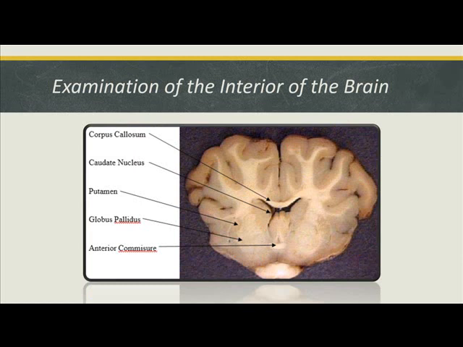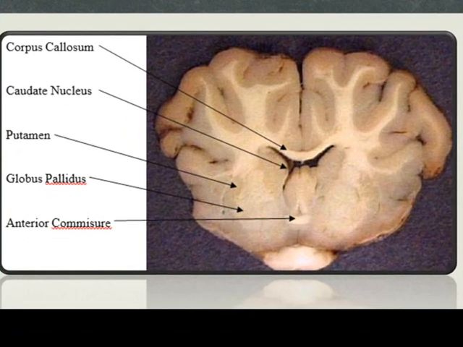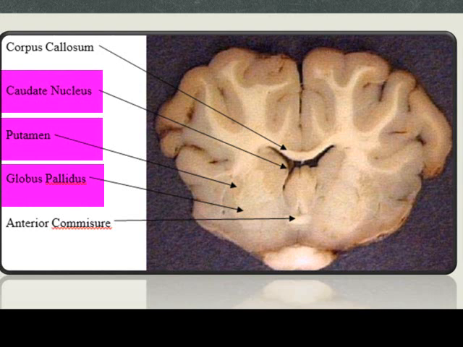Hopefully you were successful in making your cut. If you were, you should be able to find the following. The basal ganglia is made up of 3 different structures: the putamen, the globus pallidus, and the caudate nucleus. Let's pause at this time to locate these structures.